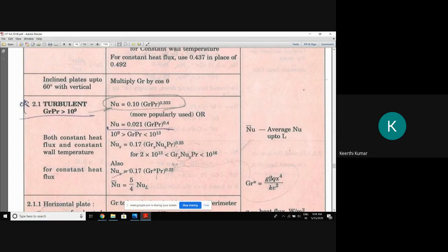Here, he has given two formulas. Let us take both formulas. Always we are supposed to solve with Nu average only. If the formula of NuX is separate and a separate formula for Nu average is not available, then we take whatever Nu he has given, treating that as Nu average.